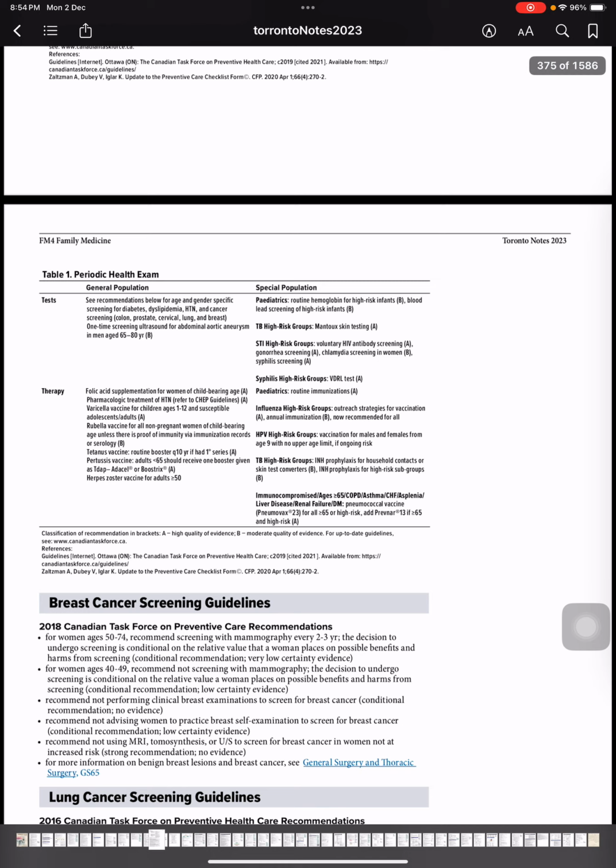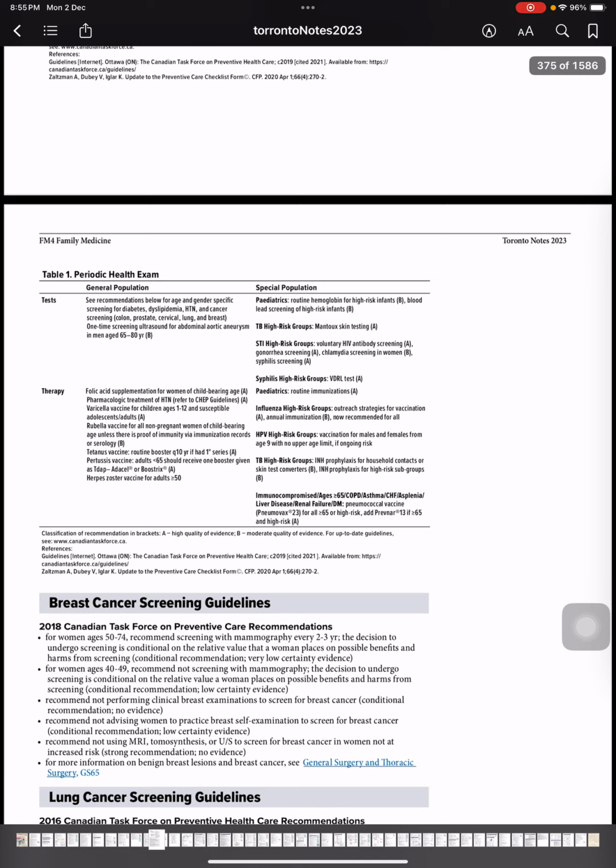HPV is usually vaccination for males and females from age 9 with no upper limit if ongoing risk. So I recall a case where there was a girl who was curious to know if she can get an HPV vaccine. So if she's 9 plus, or even a male, if he's 9 plus, he can get the HPV vaccine. Okay. TB high risk age group, isoniazid prophylaxis for household contacts or skin test converters, isoniazid prophylaxis for high risk subgroups. So any case who is exposed to TB, you can give isoniazid prophylaxis.